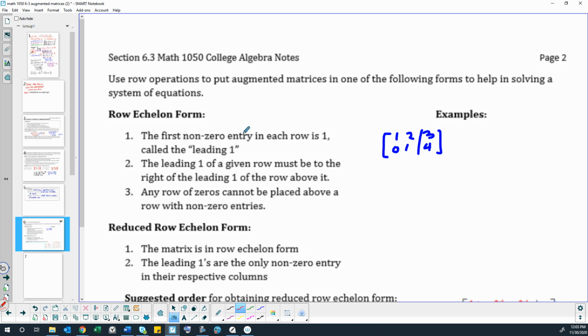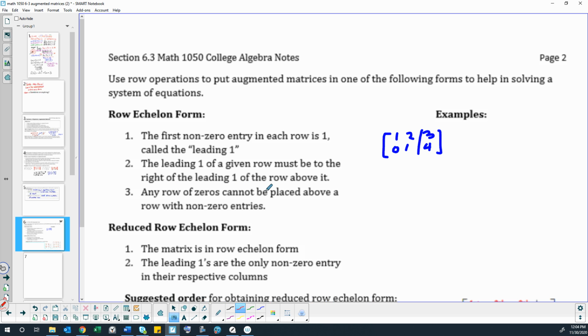So the first non-zero entry in each row is a 1, called the leading 1. So the first row starts with a 1 in the first column, and the second row starts with a 0. So the first non-zero number is in column 2, and it is a 1. The leading one of a given row must be to the right of the leading one of the row above it. So see how this leading one of our second row is to the right column of the leading one of the row above it. So you always put them in that order.